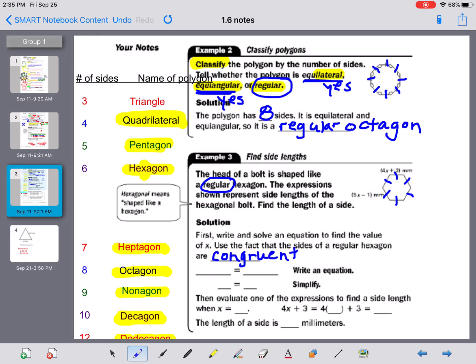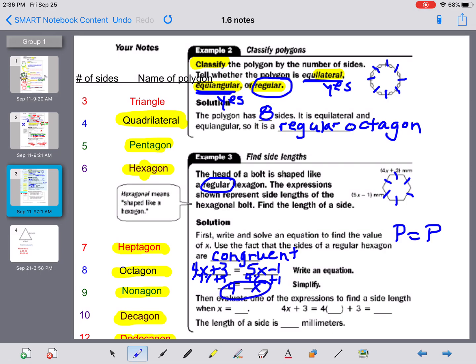I have 2 sides congruent, which means part equals part. So one side, 4x plus 3, is going to equal the other side, 5x minus 1. And I'm going to be able to solve for x. They didn't give me a lot of room here. Subtract 4x, and I get x. Add 1, and I get 4. So it looks like I get x equals 4.